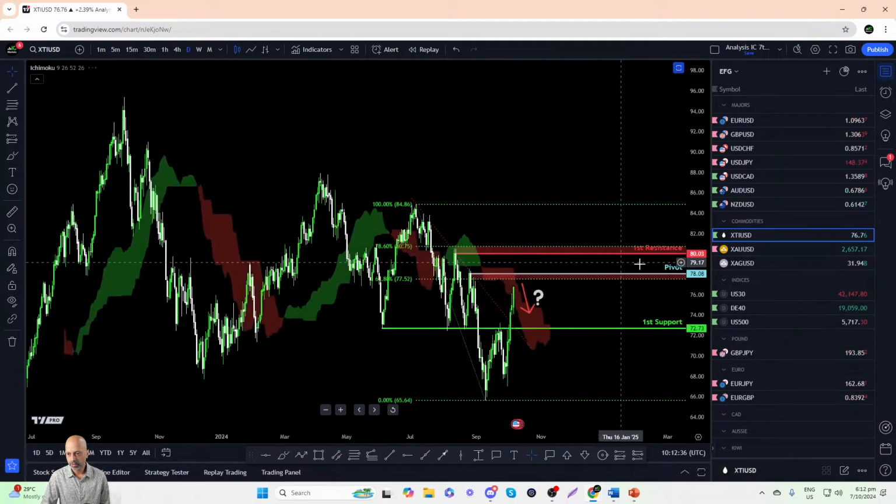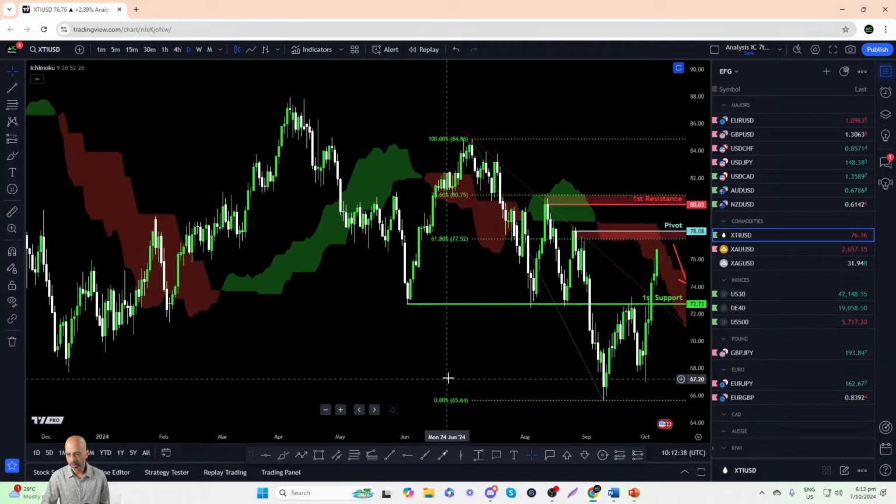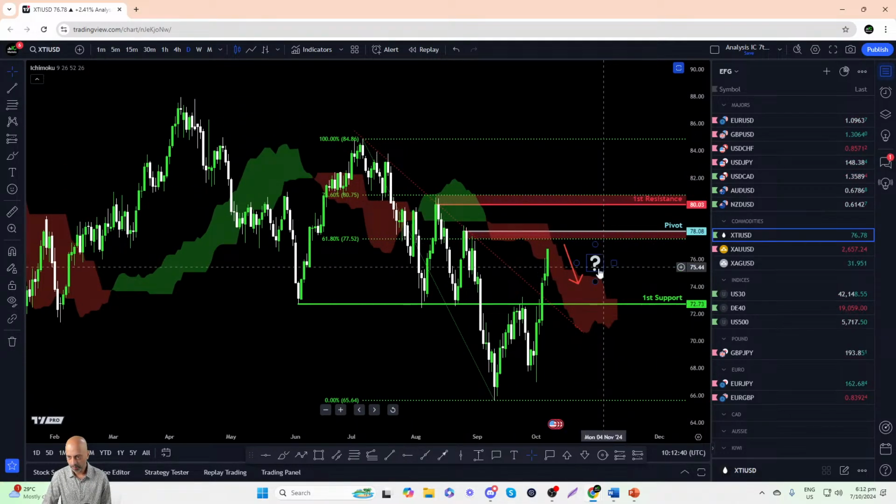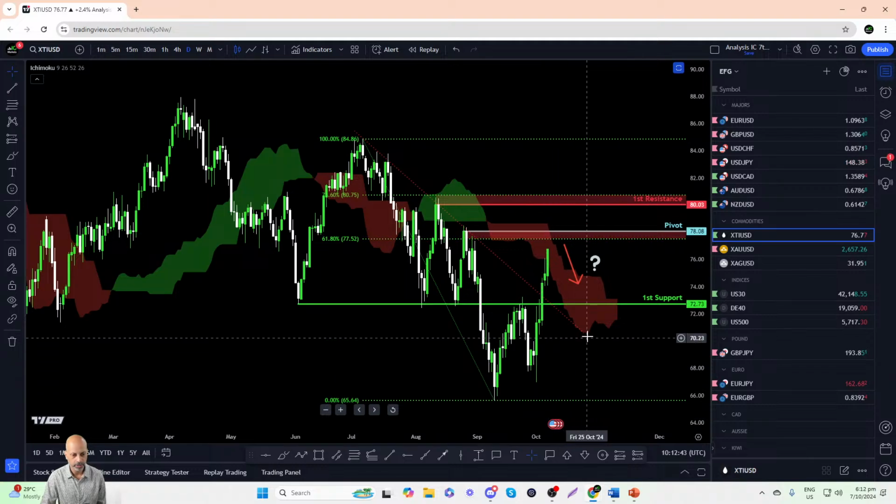So these are the key levels for XTI USD, support and resistance levels, and we are seeing very strong bullish momentum for this commodity.